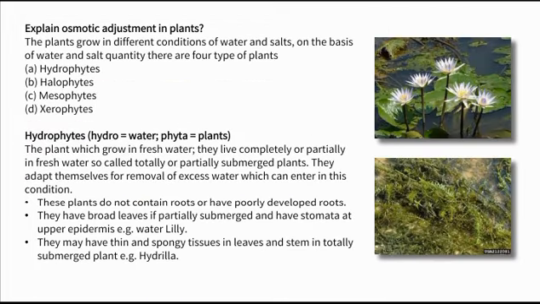Explain osmotic adjustment in plants. What is osmotic adjustment? Like the removal of solutes, the removal of extra salt, the removal of extra water. Plants grow in different conditions of water and salts. On the basis of water and salt quantity, there are 4 types of plants: hydrophytes, halophytes, mesophytes and xerophytes.